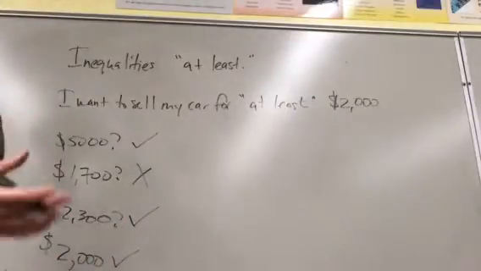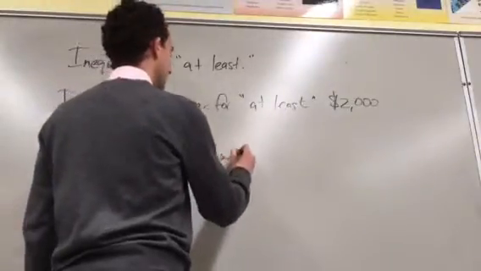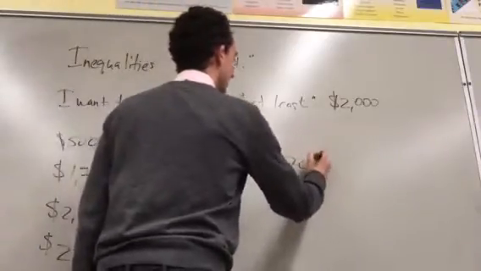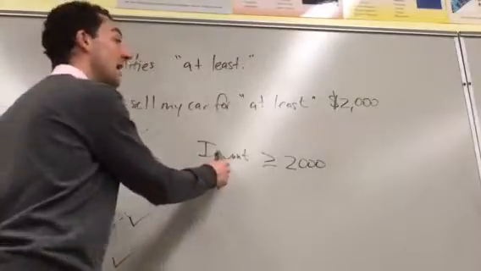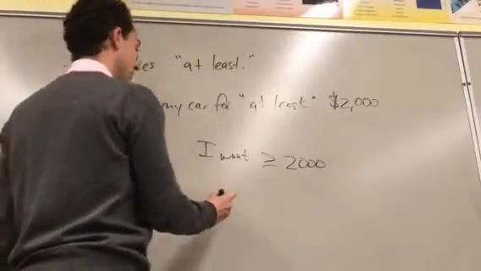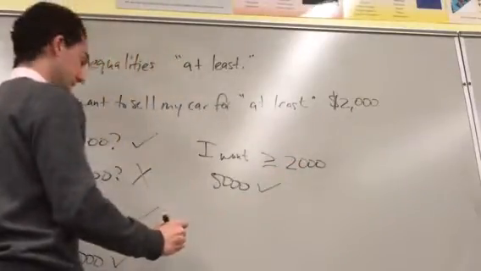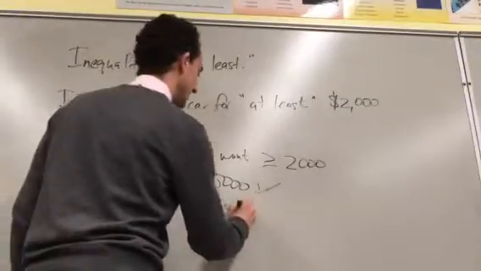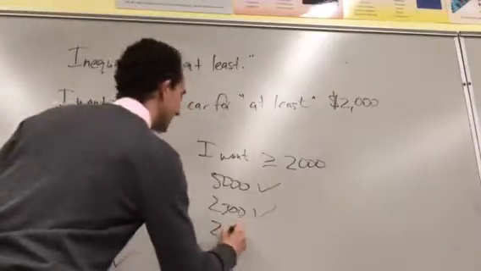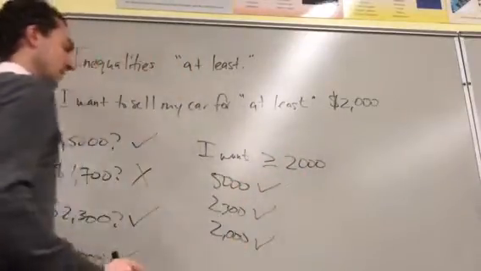Okay. So now let's look at what these look like with symbols. So what this says is, I want more than or equal to $2,000. I want you to pay me more than or the same as $2,000. So then $5,000 is more than $2,000, so I would accept it. $2,300 is more than $2,000, so I accept it. Now, $2,000 is not more than, but it is equal to $2,000, so I would accept it.